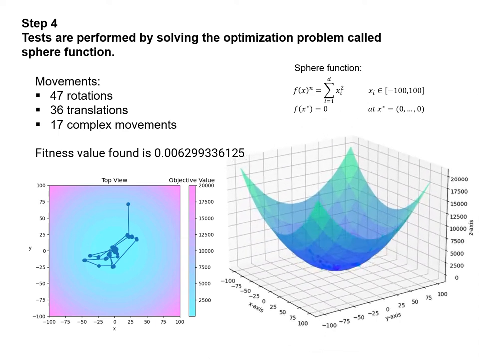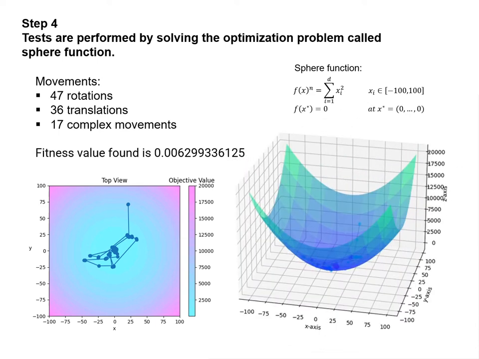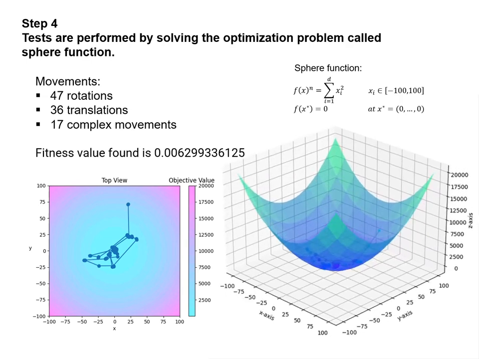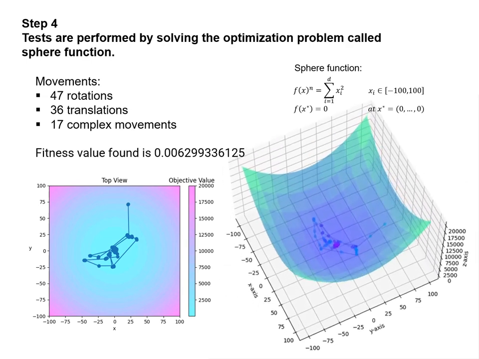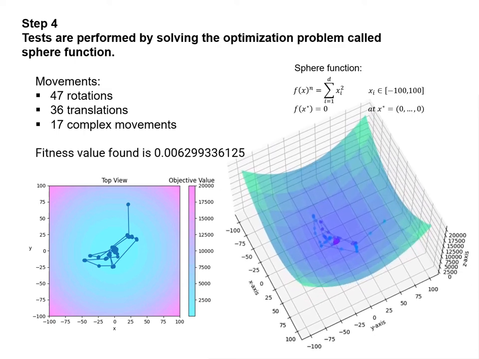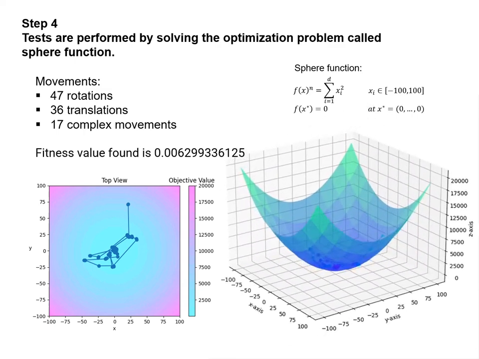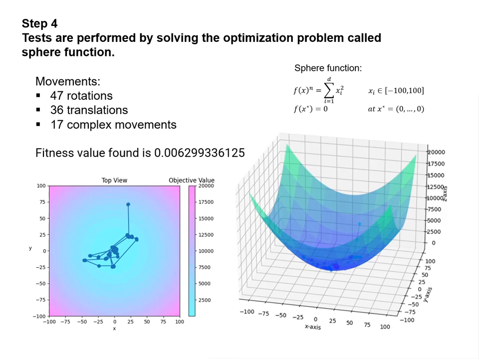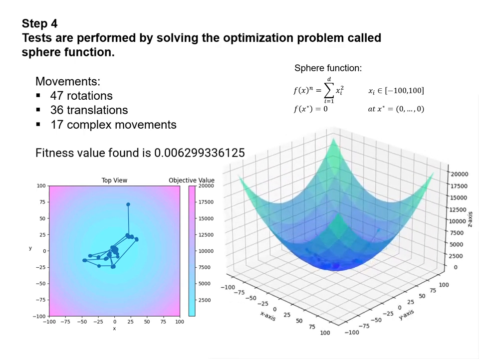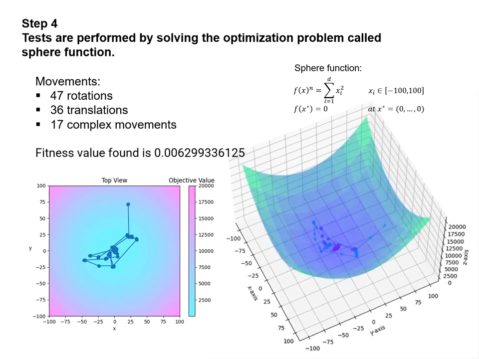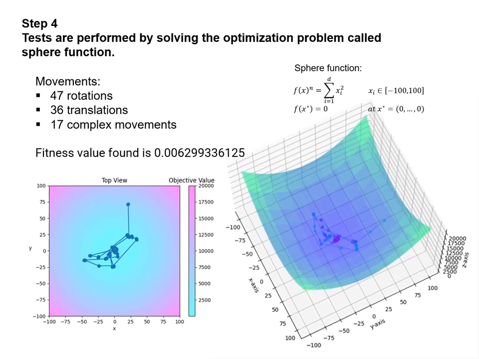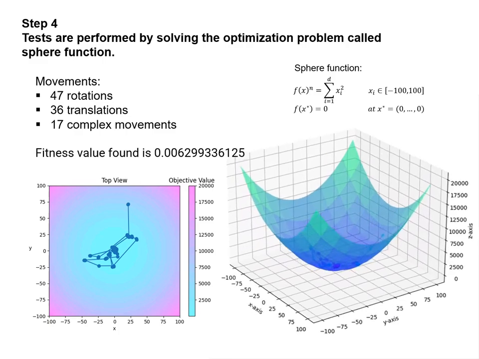The hummingbird meta-heuristic algorithm has managed to find a suitable solution in 100 iterations, which correspond to 47 rotations, 36 translations, and 17 complex movements. Finally, the fitness value found is 0.00629.